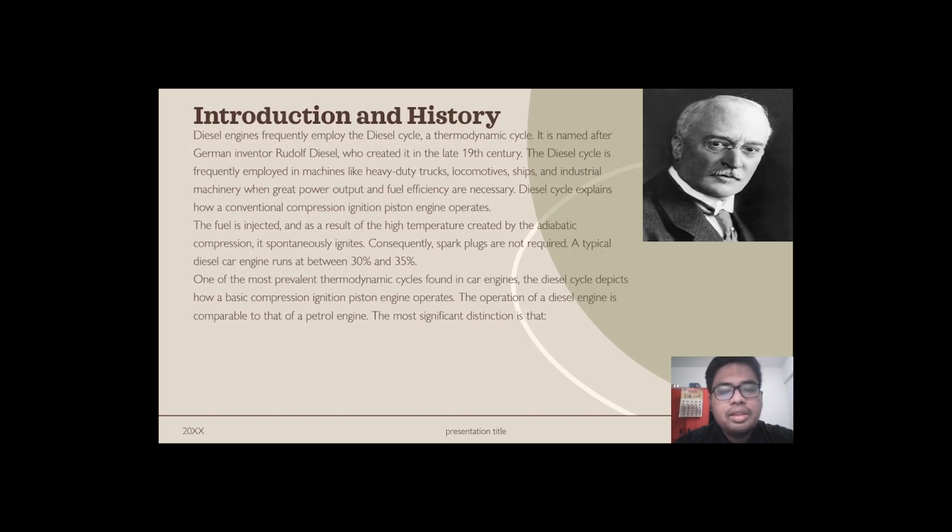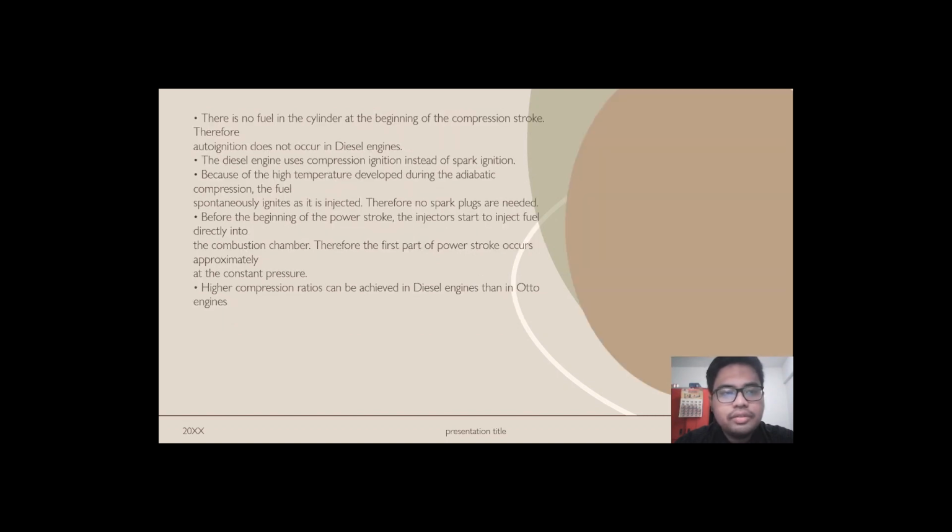The most significant distinction is that there is no fuel in the cylinder at the beginning of the compression stroke. Therefore, auto-ignition does not occur in a diesel engine. The diesel engine uses compression ignition instead of spark ignition. Because of the high temperature developed during the adiabatic compression, the fuel spontaneously ignites as it is injected. Therefore, no spark plugs are needed.